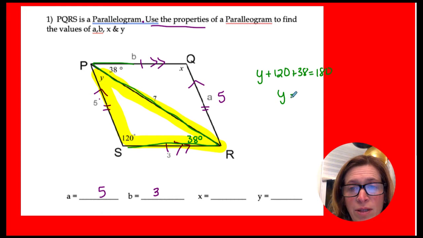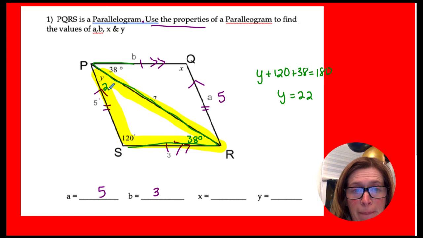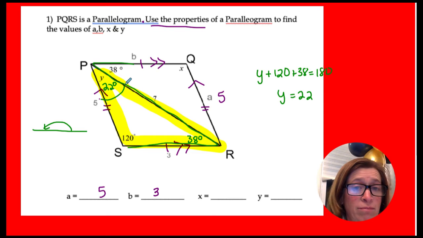So Y worked out to be 22 degrees. You can see it's a small answer. Some of you put that the angle was 180 degrees. An 180-degree angle is a straight angle. It forms a horizon. This is an acute angle. So how could it be 180 degrees?